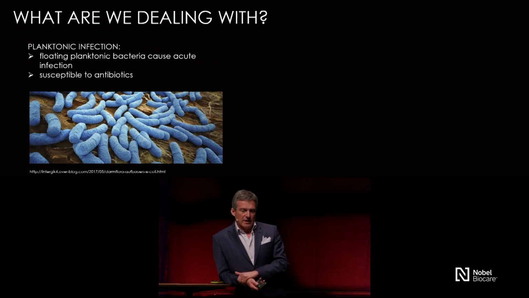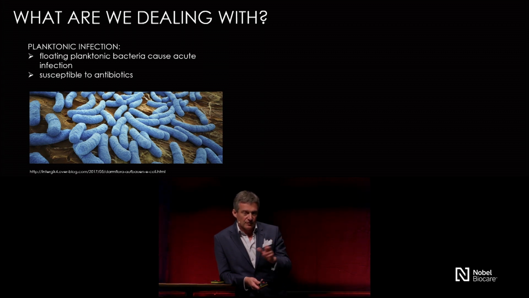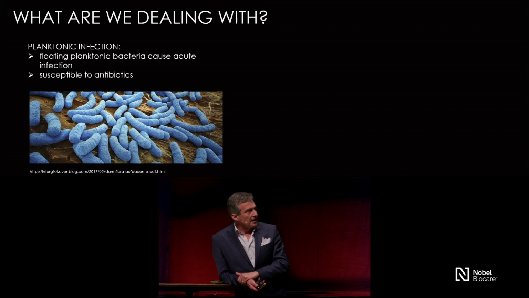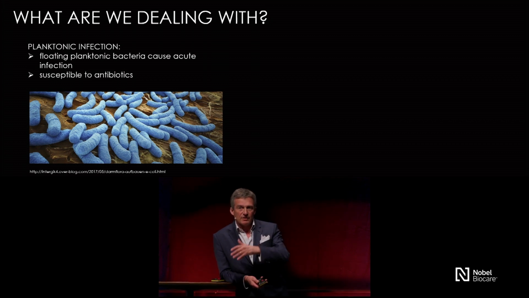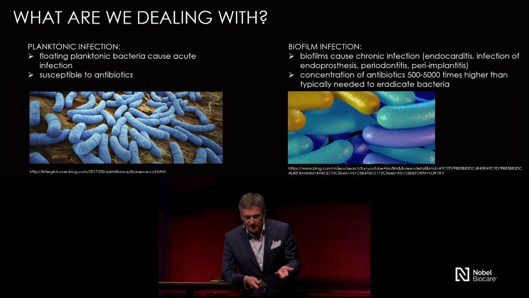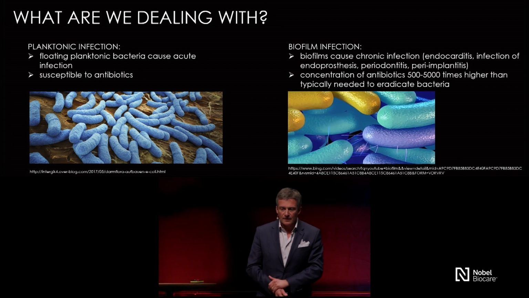What are we dealing with? A planktonic infection is an acute infection. Because those bacteria grow rapidly, they are susceptible to antibiotics. If we put some pressure on those bacteria, for example, if you use antibiotics or we have a good immune defense, then those bacteria have two choices. They can either die or they can accumulate and form biofilms.